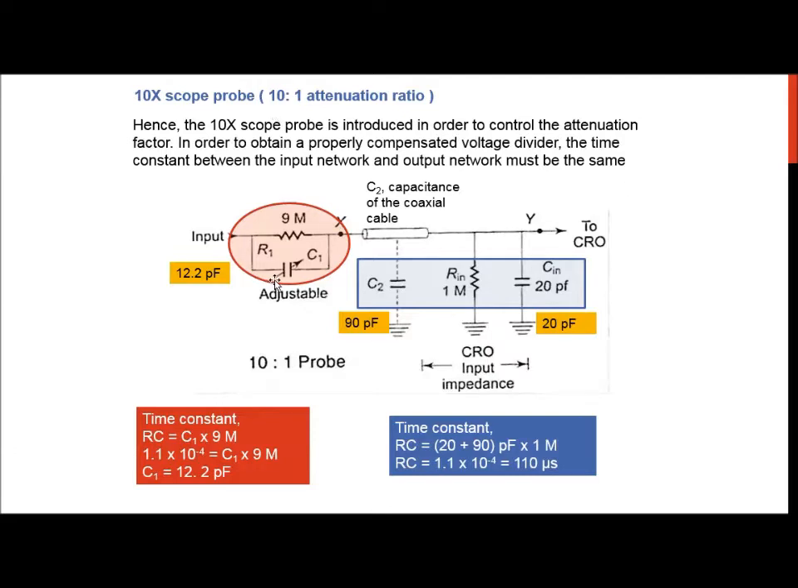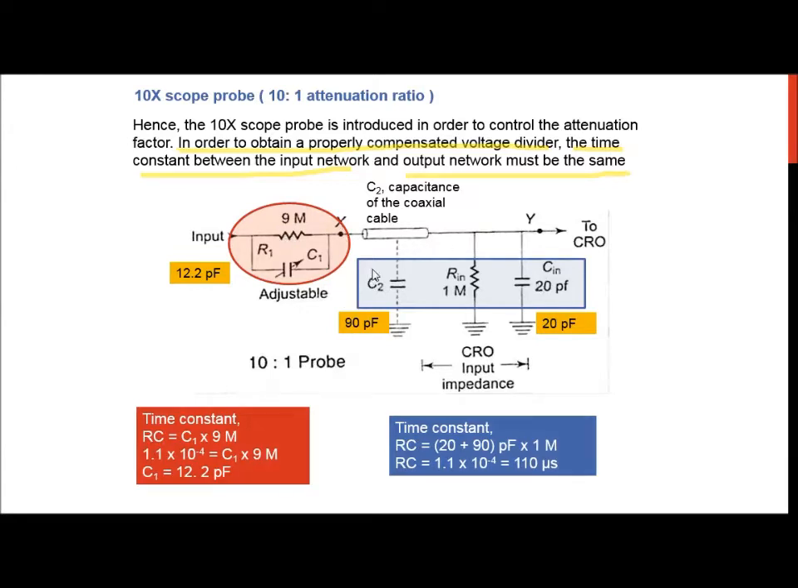So basically the 10-to-1 probe has this adjustable capacitor here in parallel with the 9 mega ohm resistor. Okay, and then this is the cable with the capacitance C2, and again this is the input resistance and input capacitance of your oscilloscope. Okay, so in order to obtain a properly compensated voltage divider, the time constant between the input network and the output network must be the same. Okay, so the time constant is equivalent to RC. Alright, so this is quite straightforward because you just multiply this value of C here with this resistor.